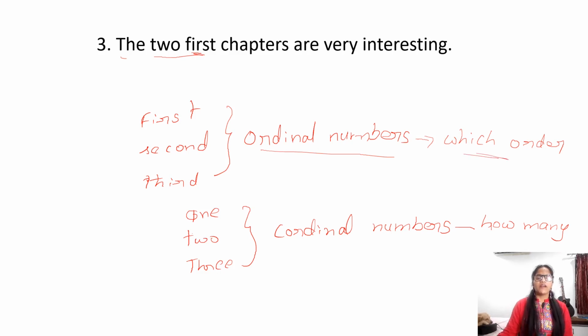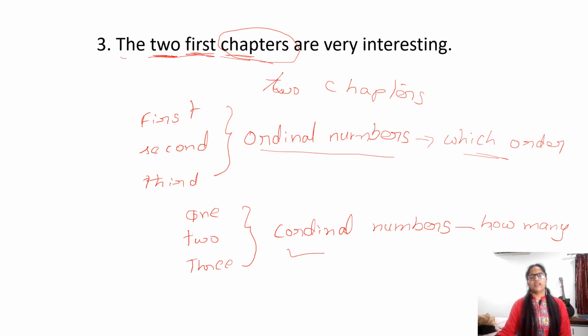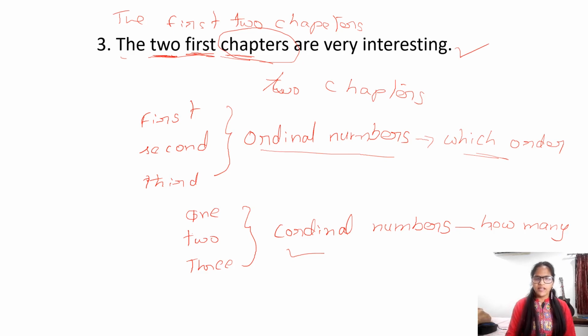Coming to the order of adjectives, before a noun we should use cardinal numbers. Here the noun is chapters. Now how many chapters do we have? Two. Right, before the noun, the cardinal number comes, that is 1, 2, 3, 4, and after that come ordinal numbers, first, second, third, fourth, etc. Not the two first chapters, it has to be: The first two chapters are very interesting. That is the correct answer. Now moving to the next one.